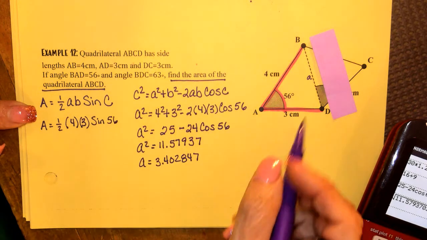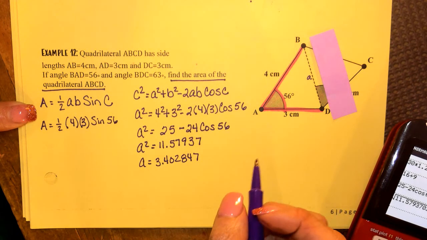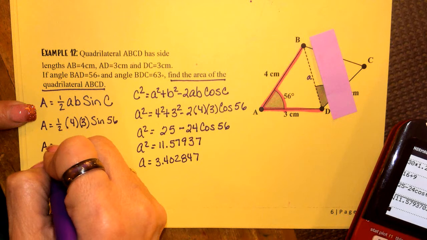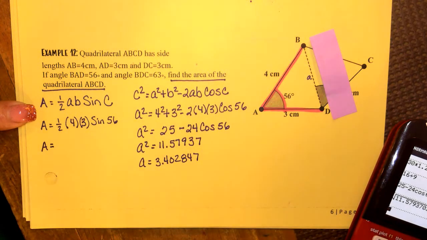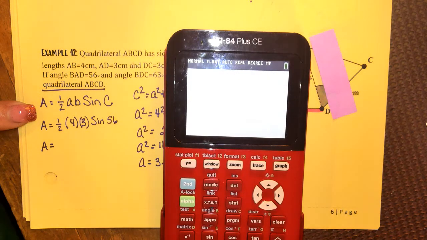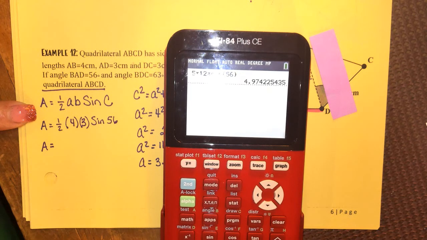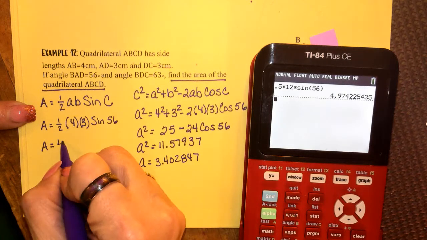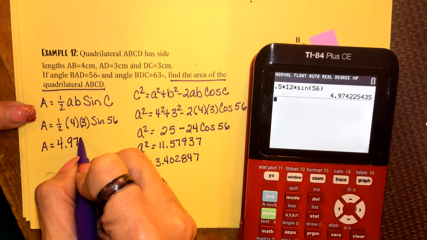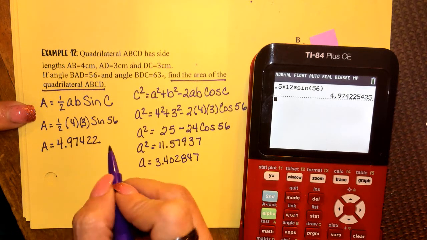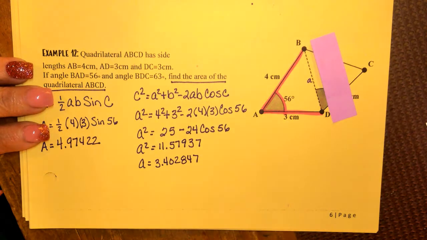And you're like, wait, then why do we find A right there? Well, we're going to need it for the other side. So the area of this triangle here is, I'm going to do 0.5 times 12 times the sine. Be sure you push sine, not cosine, of 56. So I got 4.97422. Okay, I know that one.